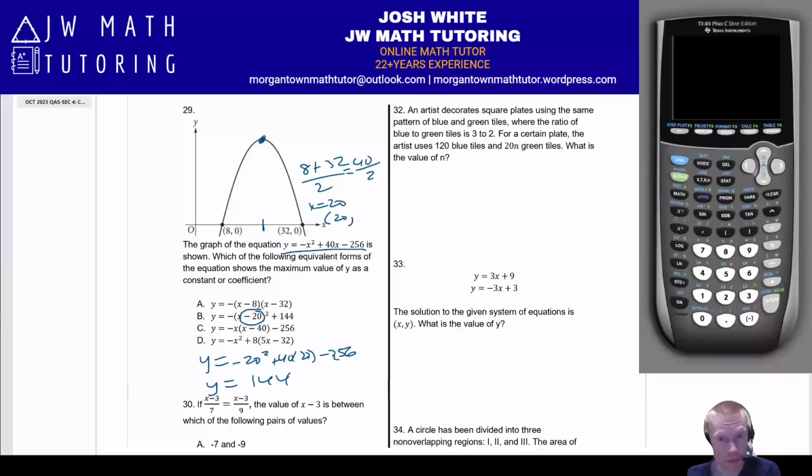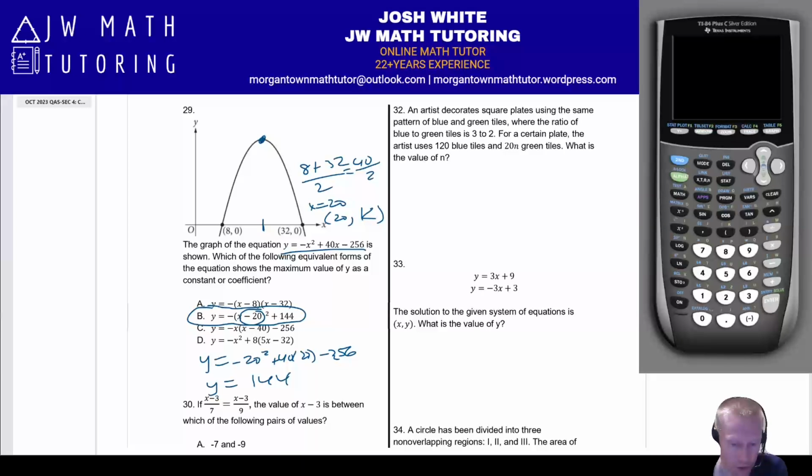And so then that'll just confirm which one of these has 144, since the maximum value for a quadratic function is the k value. So which of these has 144 listed as a constant or a coefficient? Well, it's only answer choice B right here. So that has to be the correct answer.